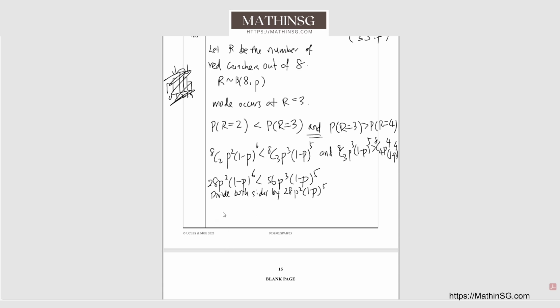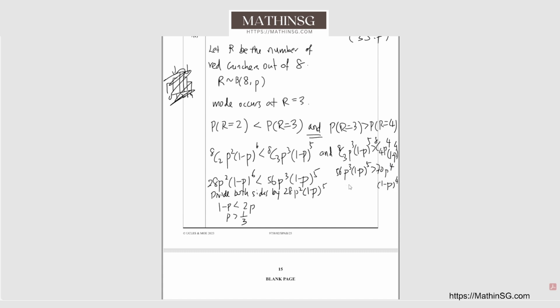So simplifying this, I have 1 minus P is less than 2P. Solving for this portion here, I have P is greater than 1/3. Do the same for this portion here. I will have again 56P cubed, 1 minus P to the power of 5, is greater than, so 8 choose 4 is 70, 70P to the power of 4, 1 minus P to the power of 4.